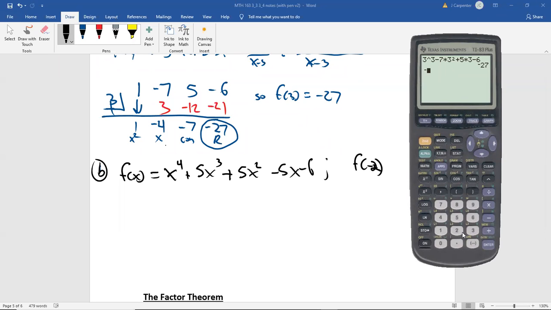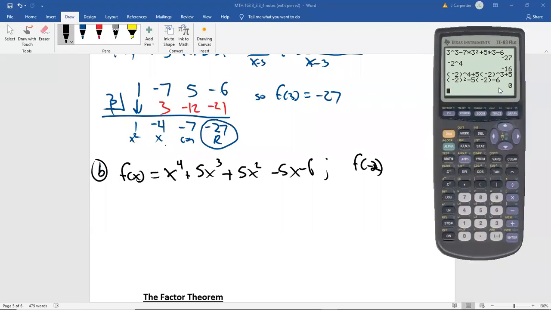But we got to be careful. I can't go -2 to the 4th power. This is wrong because that says it's -16, but because the -2 is inside, it ended up being a positive 16. So you got to use your parentheses appropriately. So that's one thing you can mess up. -2 to the 4th, then plus 5 times -2 raised to the 3rd, plus 5 times -2 squared, minus 5 times -2, minus 6. And we get 0. So this is what the answer should be.